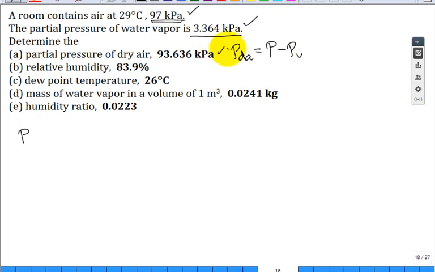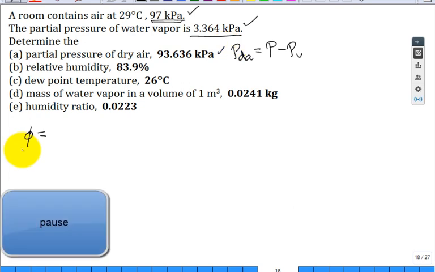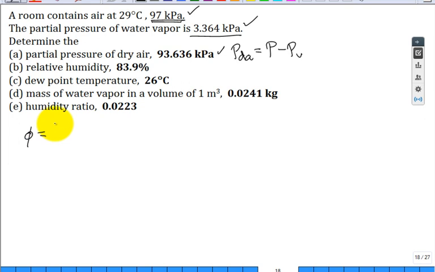What about the relative humidity? How are you going to calculate the relative humidity, phi? How about I pause? You've got to make the calc. We learned relative humidity in terms of mole fractions, but everybody uses it in terms of pressures. And it's the actual partial pressure of the vapor in the mixture divided by the maximum that it ever could exist or exert at that same temperature.